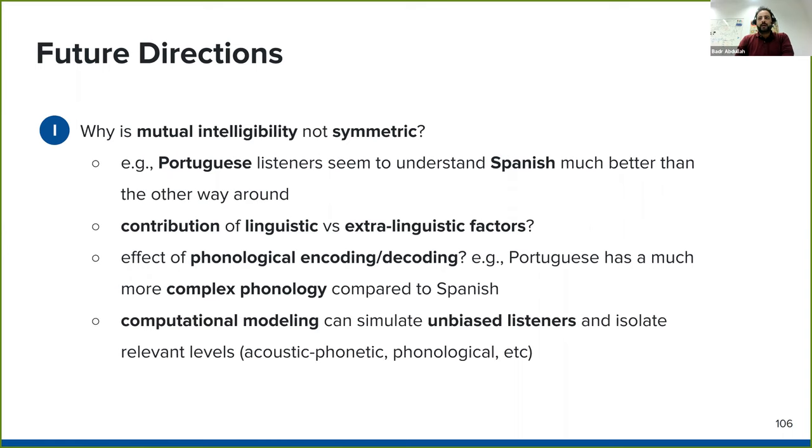And computational modeling can simulate an unbiased listener and isolate the linguistic labels that we are interested in. Here we would be interested in the acoustic, phonetic, and the phonological labels.